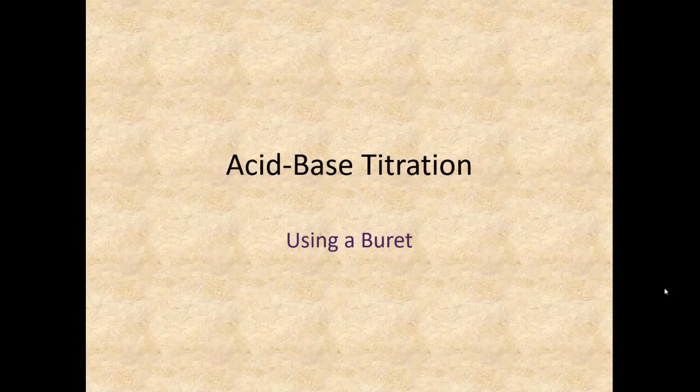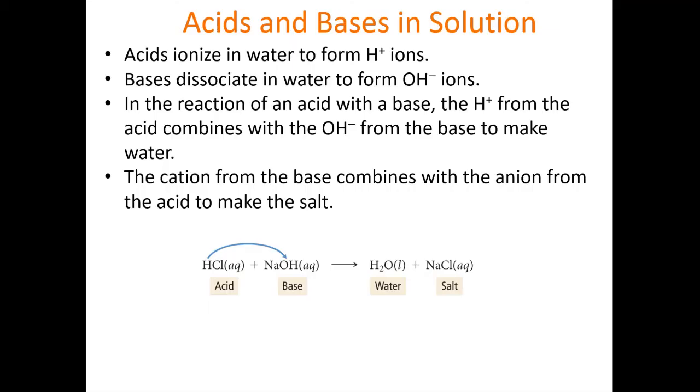So let's go back. I'm going to go over the slideshow here. Okay, as I explained in my somewhat blurry introduction video, we are going to use a technique called acid-base titration, and the main instrument that we'll be employing is glassware called a Buret. So again, remember that in water, acids ionize to form hydrogen ions and bases dissociate to form hydroxide ions. So we're studying the reaction of an acid with a base where the hydrogen ion from the acid combines with the hydroxide ion from the base to make water.